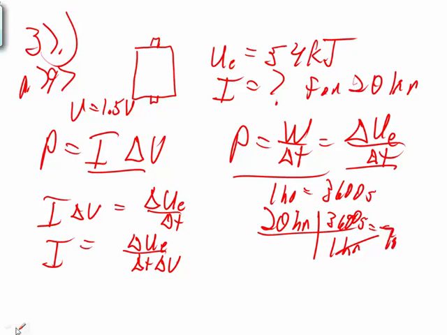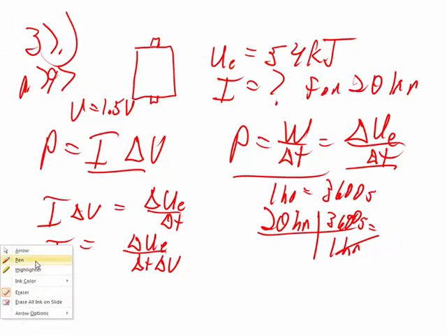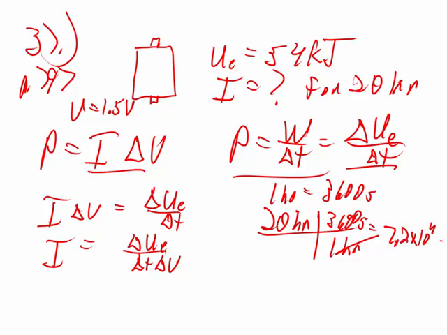That's 72,000 seconds, or 7.2 times 10 to the 4th seconds. All right, so let's plug everything in. Here we go. We're almost done. So current is equal to, the electric potential energy was what? 54 kilojoules, so that's 54 times 10 to the 3rd joules.